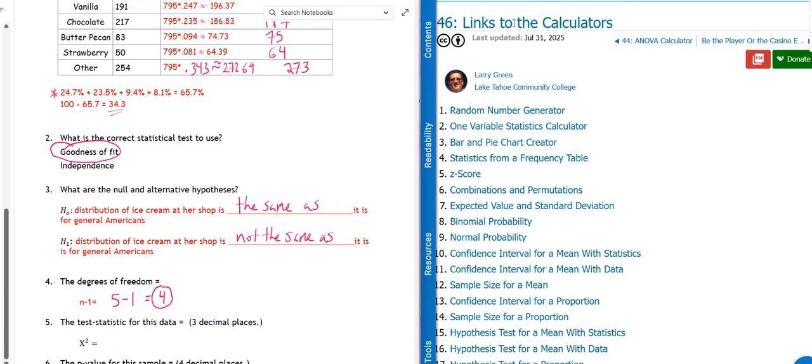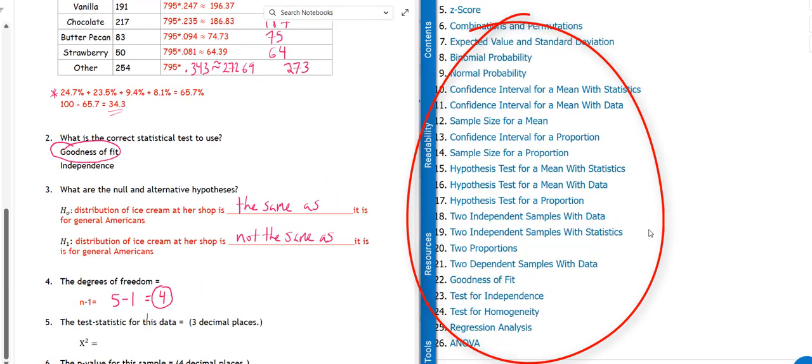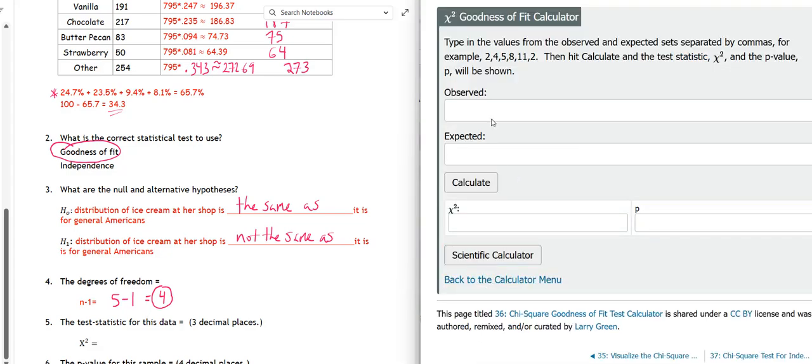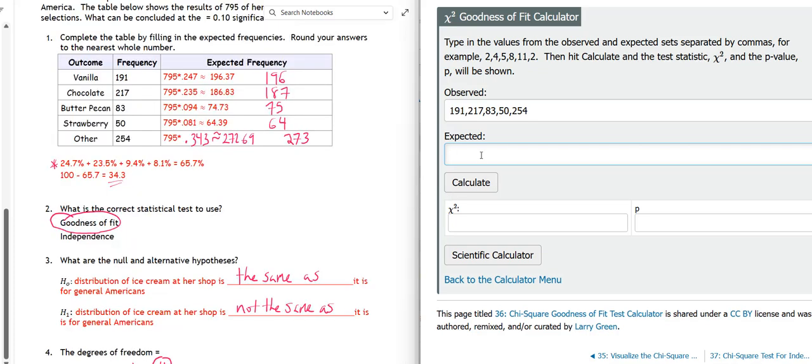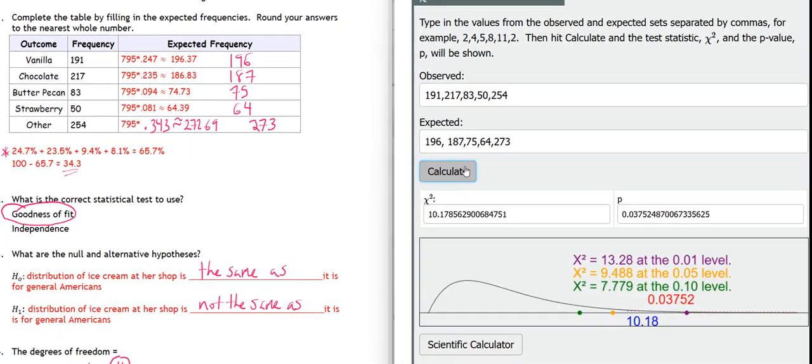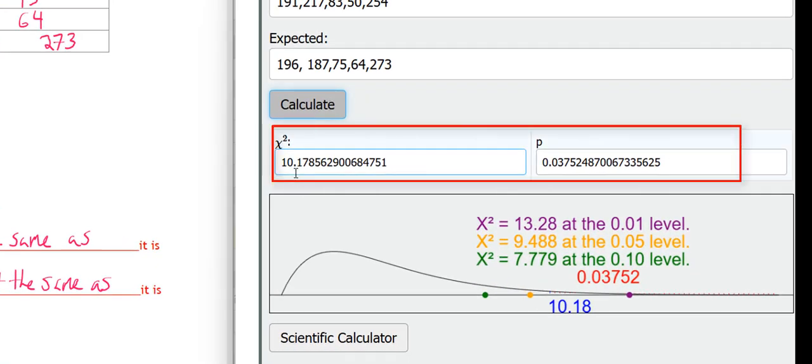So now let's jump over to the list of calculators and go down to goodness of fit, okay? And here, we're just going to enter the data values that are observed against those that were expected. So the observed data values are 191, and we have to separate these by commas, 217, 83, 50, and 254. And now we'll put in the expected values, 196, and so on. And there we go. And then hit calculate, and we'll get our test statistic.